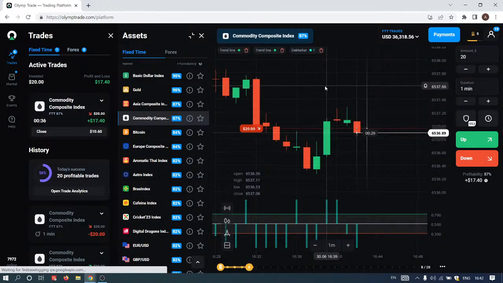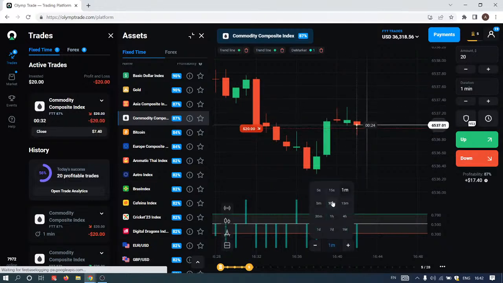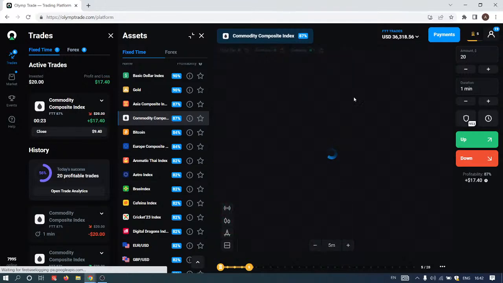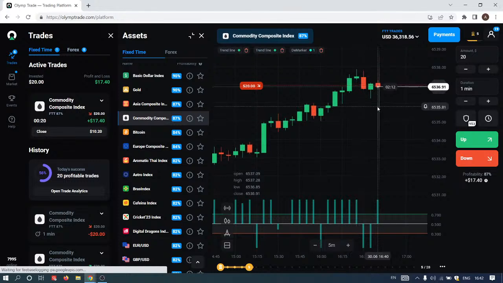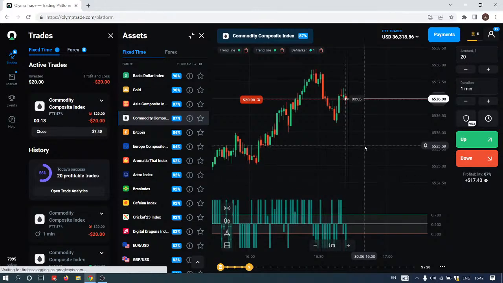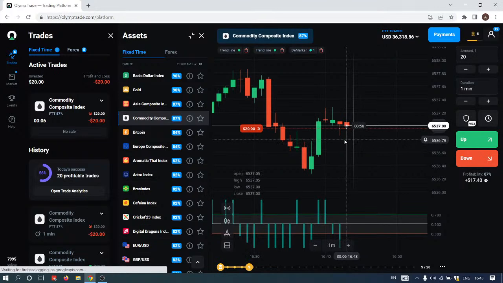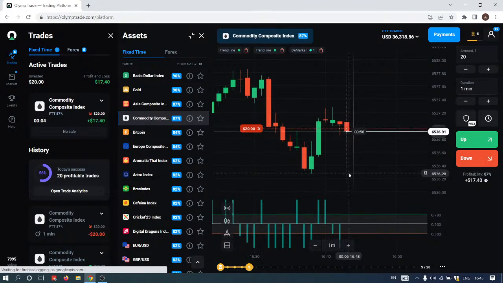Question: does this strategy work on 5-minute, 15-minute, 30-minute? Personally, I haven't tried doing this strategy on the 15-minute time frame or even 5-minute time frame. I think the main problem is that when you switch to 5-minute candlesticks, you're going to need to wait a long time before this dash appears. I would always stick to the 1-minute time frame. Originally, the idea behind this strategy was 1-minute trades with a 1-minute time frame.